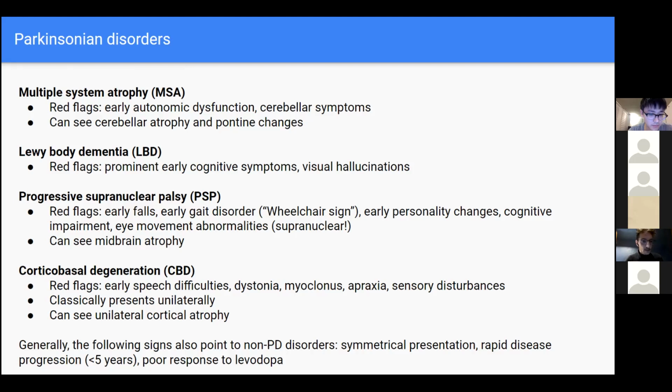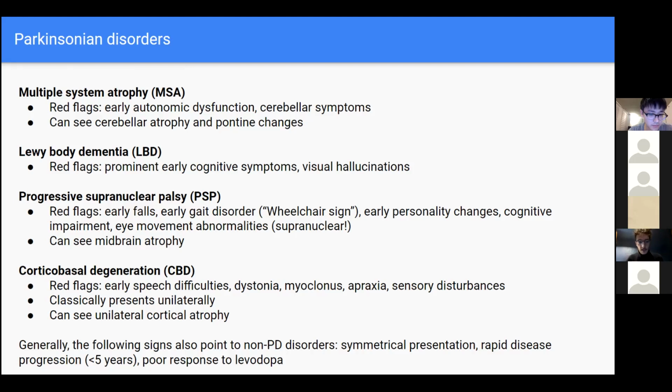Next disorder is Lewy body dementia, and this is not really Parkinsonian per se. It's more in the dementia category, but you can think of Lewy body dementia as essentially dementia plus Parkinsonism, so dementia plus bradykinesia. The red flags that you look out for in Lewy body dementia are early cognitive symptoms and visual hallucinations. So basically dementia type symptoms.